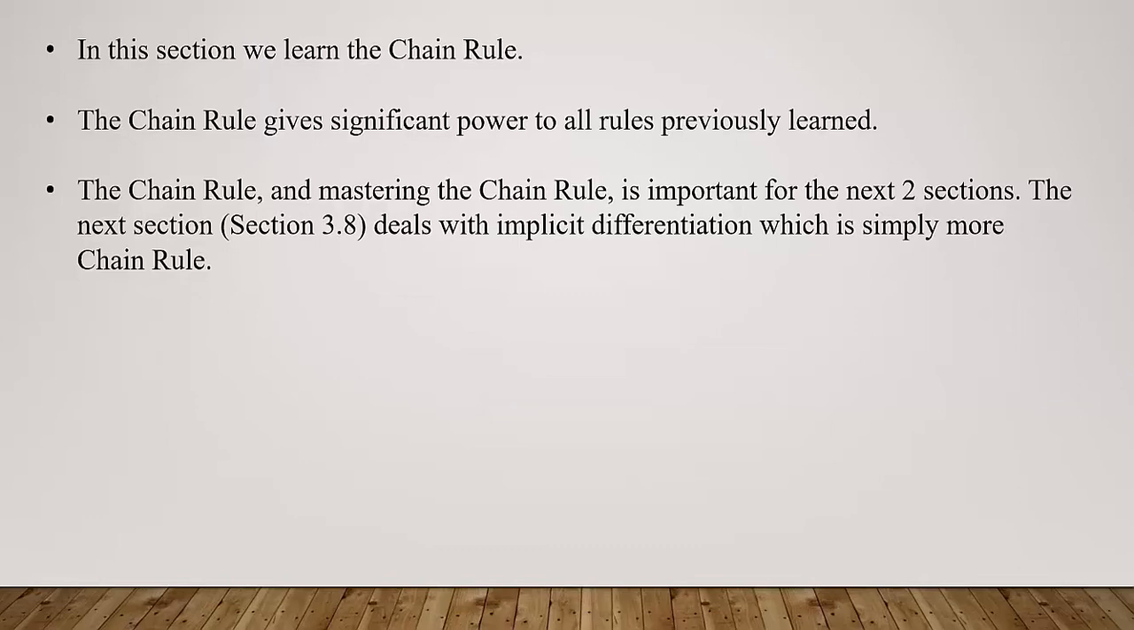It is so important for the rest of your time in calculus, but on an immediate note, why it's important to master it: the next two sections really deal with a complete and thorough understanding of the chain rule. For example, the next section, section 3.8, deals with something called implicit differentiation. Implicit differentiation is nothing more than the chain rule in a different form, but it's the chain rule. Understand the chain rule, you can understand the next section.